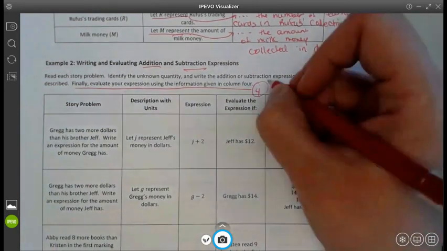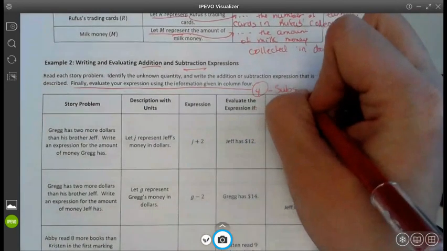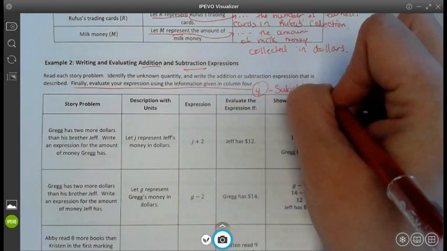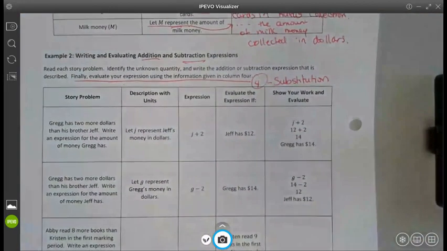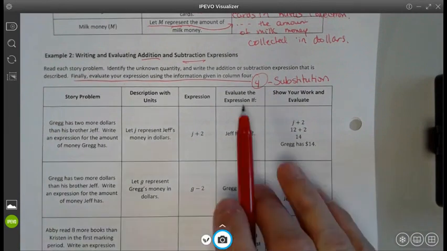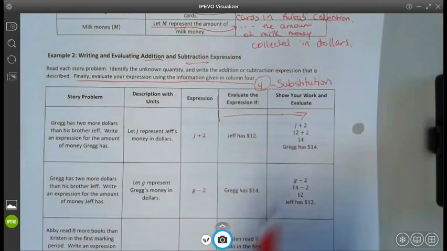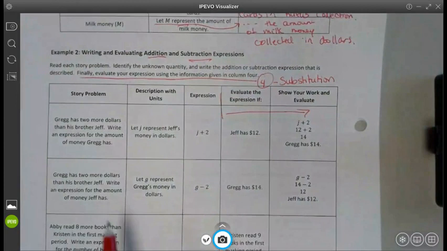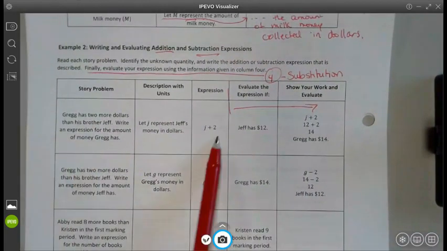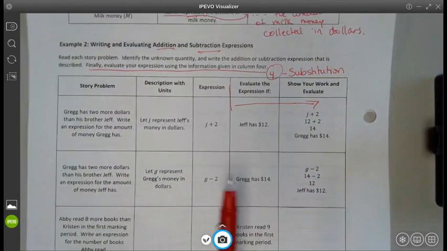Column 4 is kind of like what we've been working on with substitution, where we substitute a value in for the variable. But remember, before when we were substituting, we got to pick the variable. This time it's going to tell us the value of that variable. So that's where the new thinking happens from column 4 to 5. All right, so let's see the example. It's always good to look at your examples and make sure you understand what to do before you move on.